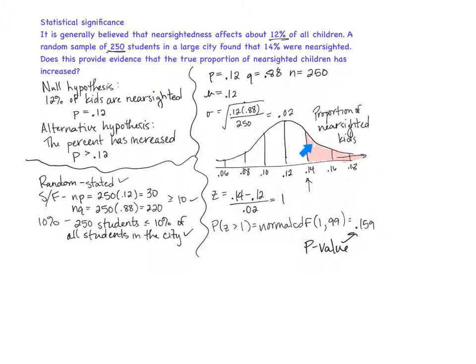If we have more than a 5% chance of this happening just based on sampling variation, then we don't have any evidence to reject this model. So what we say is we can't reject the null hypothesis, and we don't have evidence that the proportion has increased.